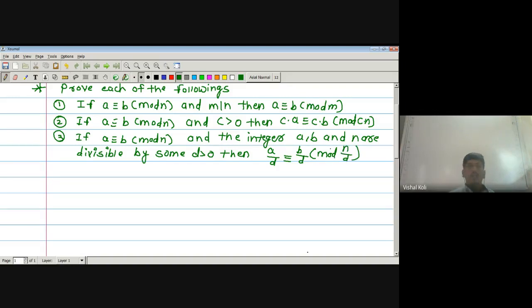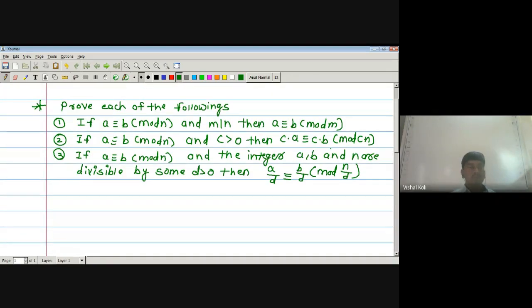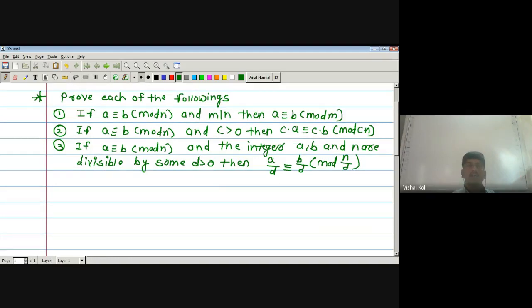So here we have to prove these three properties, that is three statements. That is, in first one we have to prove if A is congruent to B modulo n and m divides n, then A is congruent to B modulo m. In second one, if A is congruent to B modulo n and C greater than 0 be any arbitrary integer, then C into A is congruent to C into B modulo C into n. And in third one, if A is congruent to B modulo n and the integers A, B and n are divisible by some d greater than 0, then A upon D is congruent to B upon D modulo n upon D. Let us see its solution.